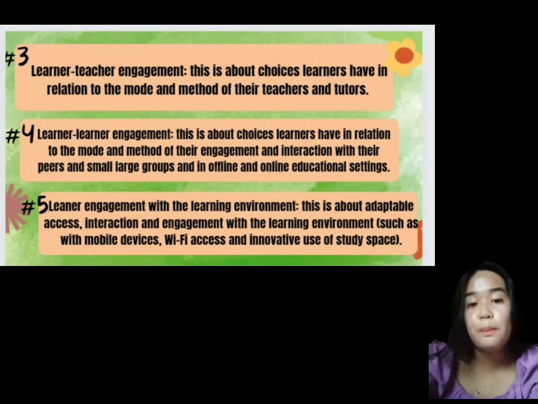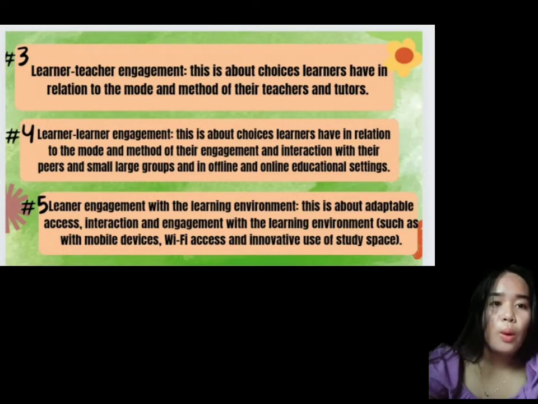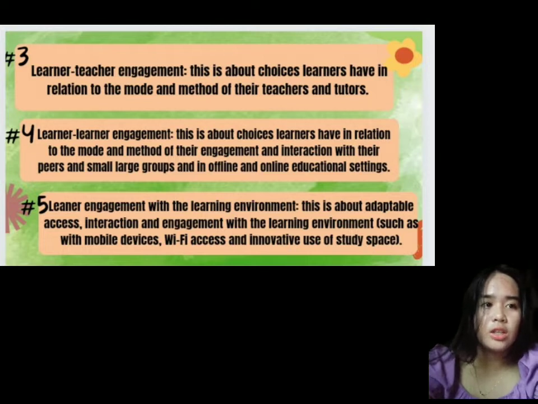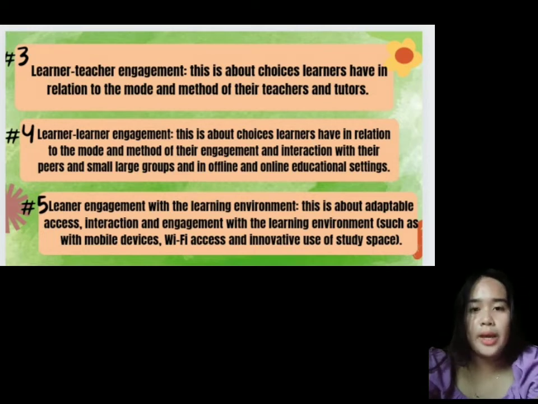For number four, which is learner engagement with peers, this is about the choices learners have in relation to the mode or method of their engagement and interaction with their peers, or small or large groups, even in offline or online educational settings. This is the engagement between the learners and their classmates or friends. It could be online or in an actual place or space.